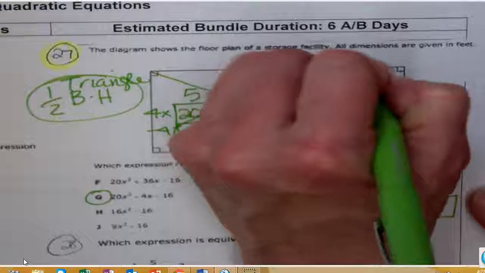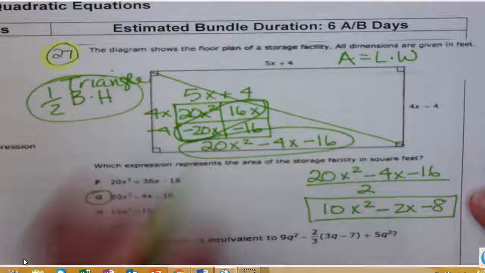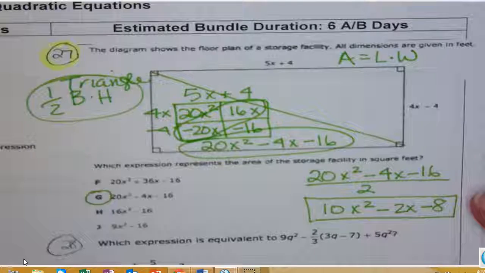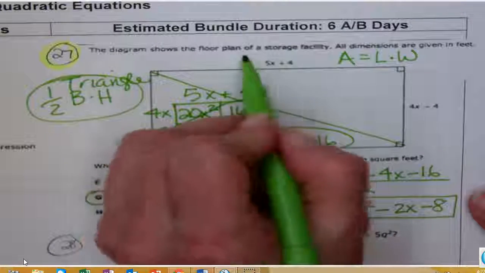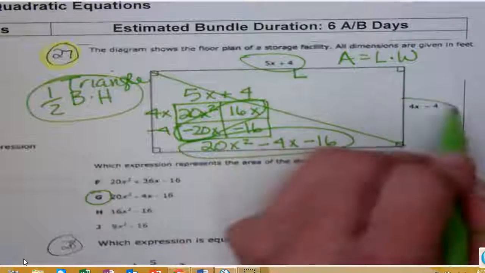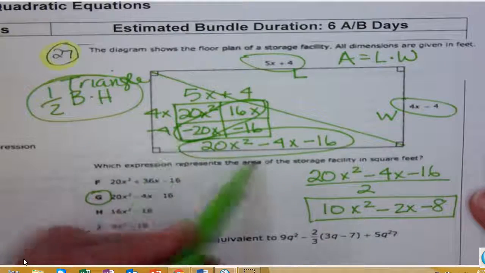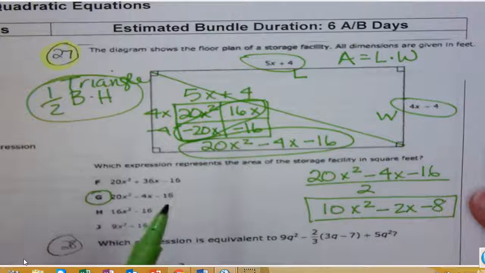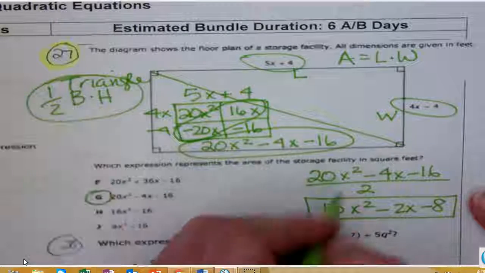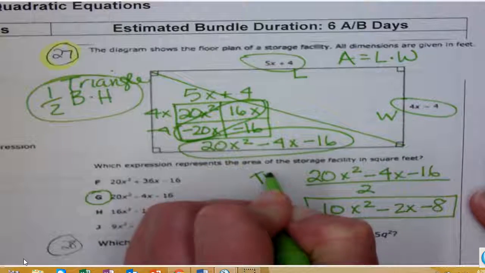This would be area equals length times your width. Sorry, I didn't start off that way. You're doing your length times your width. So when I multiply those out, that's what I get. If I was going to do a triangle, this would be a triangle.